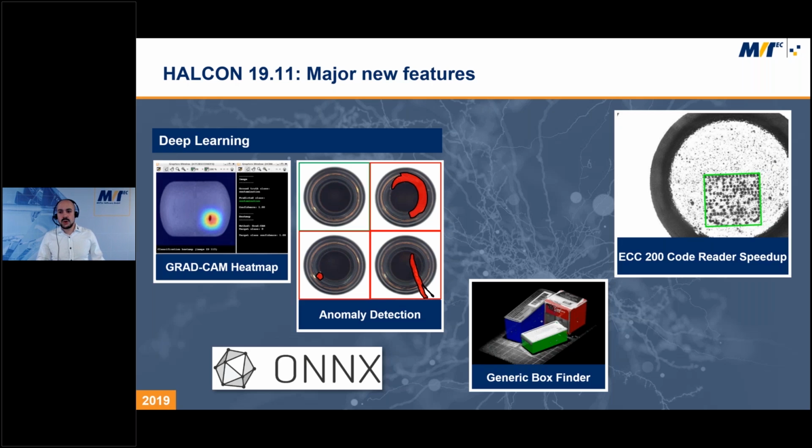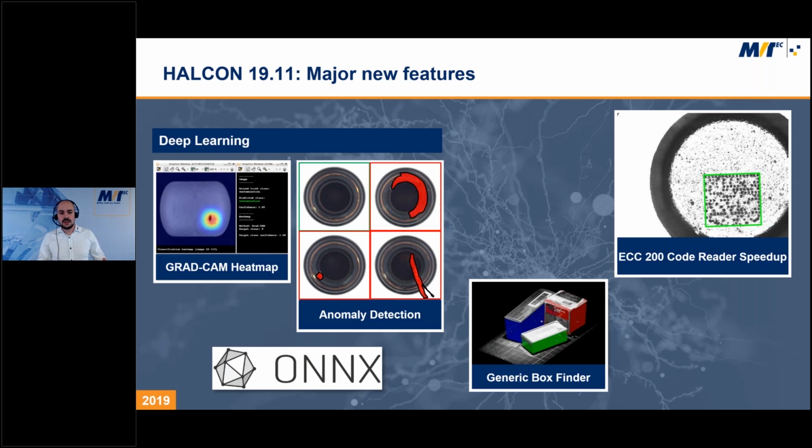Another feature was the ONNX support. This ONNX support allows you to import deep learning models which you may have trained with other tools or open source tools. This is a standardized format which is used quite often in the deep learning community. So now, with this kind of format, other networks can also be imported into HALCON.